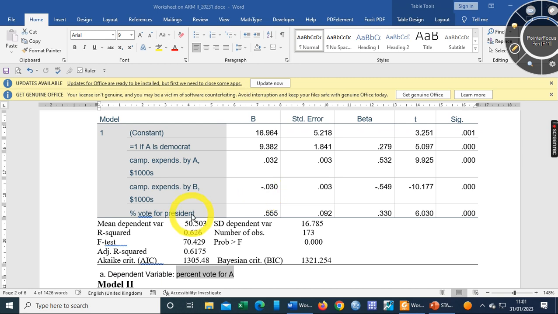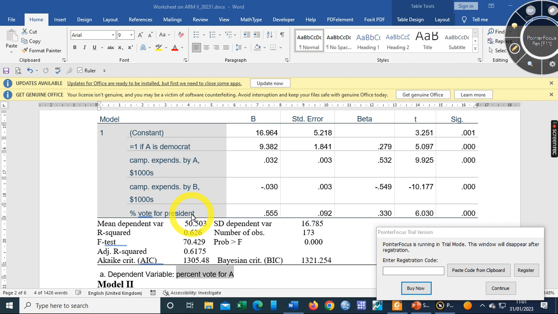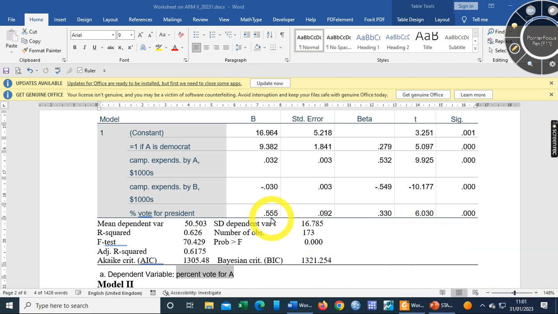Here it says percent vote for president. As percent vote for president increases by 1%, vote for A increases by 0.555%.